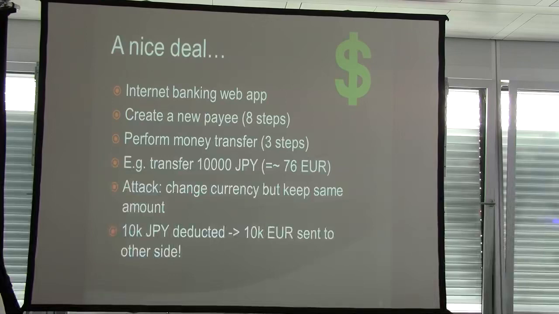This was a very cool bug. This was an internet banking application. And basically, you have to create a payee, and that requires 8 steps. And then if you have to do a money transfer to that payee, you have to do another 3 steps. Very complex application. And basically the trick was, okay, I want to send you 10,000 yen, which is like 80 euros or something. So I spotted an attack scenario. I said, okay, what if I change the currency? It was possible to change the currency to euro. And I said, okay, I will do the attack. But before that I have to do all these 11 steps, which was really annoying. So I used JUnit test cases to speed up things. And thanks to that, after some hours of testing, the good thing was that you could spend 10,000 yen on your side, but the other guy will receive 10,000 euro, which was a good deal. Because, yeah, 10,000 yen is 76 euro.